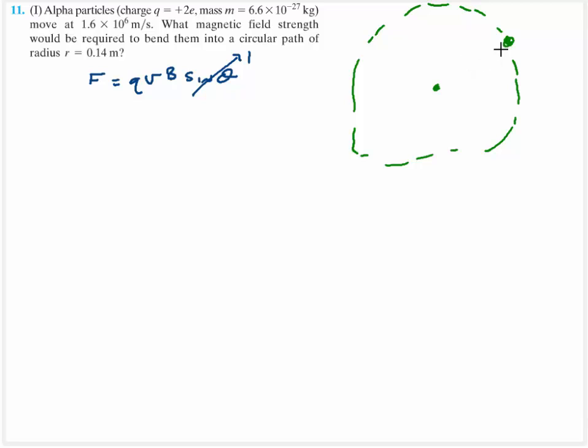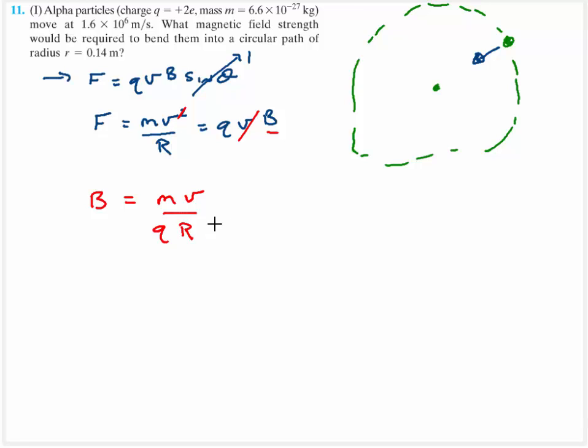Now we know that it's traveling in a circle, and so it's going to have a centripetal force. Remember that the centripetal force is going to be equal to its mass, velocity squared, divided by the radius. This centripetal force is the magnetic force. So Q velocity multiplied by magnetic field. Now I can go ahead and cross one of those velocities out, and I'm solving for the magnetic field. Magnetic field is going to be equal to the mass times the velocity divided by the charge multiplied by the radius. In this case, we're told what the mass is.